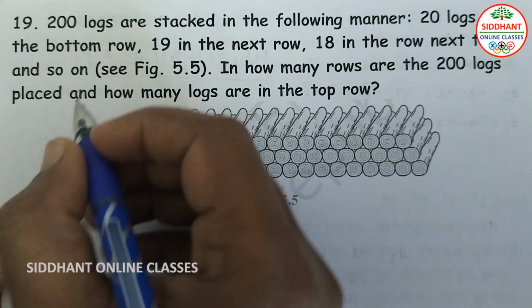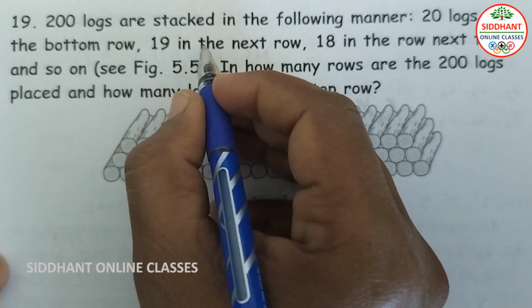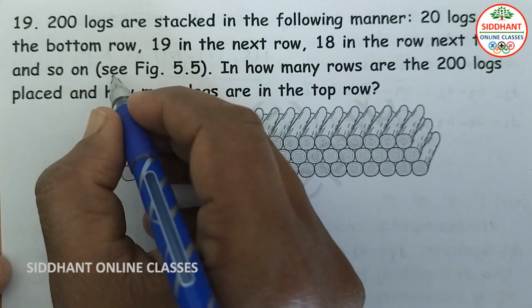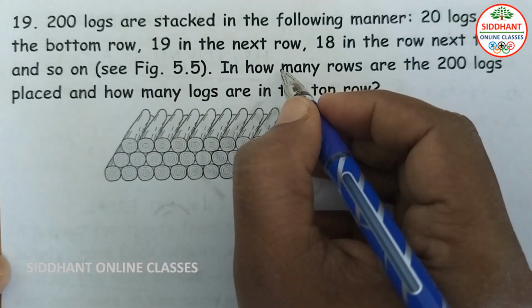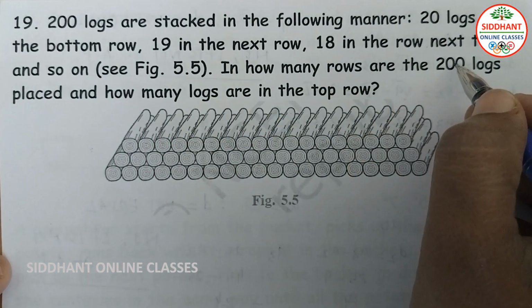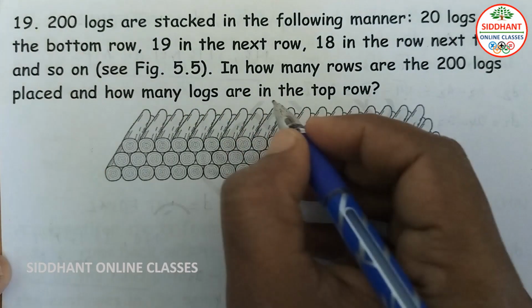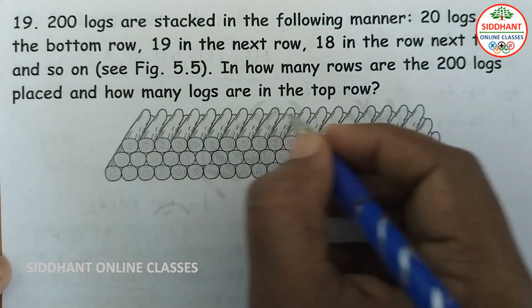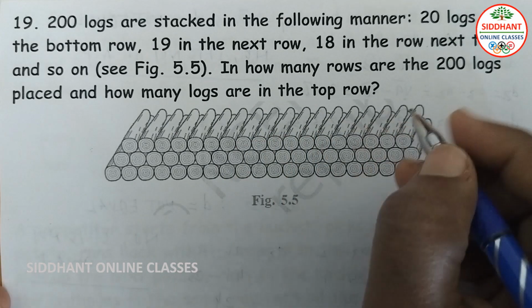Question number 19. 200 logs are stacked in the following manner: 20 logs in the bottom row, 19 in the next row, 18 in the next row, and so on. In how many rows are 200 logs placed and how many logs are in the top row?